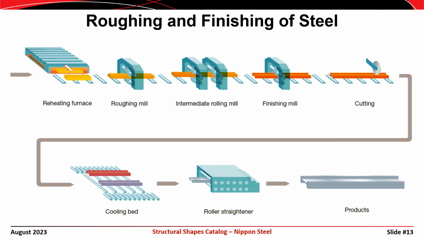So the image on this slide shows the third step in the process, and that is the roughing and finishing of steel. So the first step is to make sure that the steel itself is at a temperature that's appropriate for final rolling. That temperature has to be hot enough so that the steel is pliable, but it can't be so hot as to make the steel liquid.